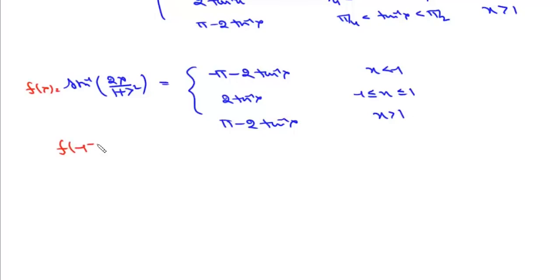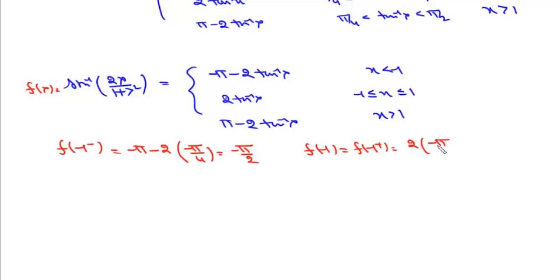Now f minus 1 negative will be minus pi minus 2, and tan inverse minus 1 is minus pi by 4, so it will be minus pi by 2, and f minus 1 equals f minus 1 positive, it will be 2 into tan inverse minus 1, which is minus pi by 4, which is minus pi by 2.